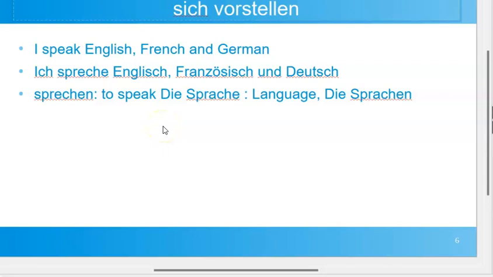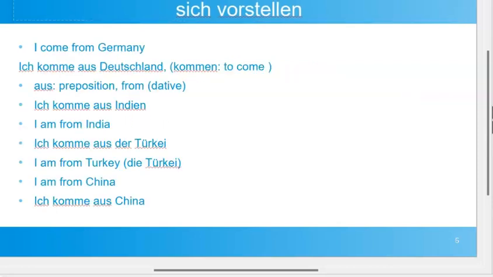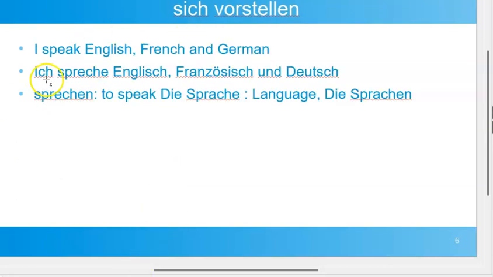Next we come to the languages. So if I have this sentence, I speak English, French and German, you'll see the German equivalent is Ich spreche Englisch, Französisch und Deutsch. So we have the verb here, sprechen. Now if you see here, intuitively, the verb is coming at the second position. In the previous slide, the verb was also in the second position. Ich komme aus Indien, Ich komme aus der Türkei. Similarly, the verb here is again in the second position. So in a German simple sentence structure, we will say that the verb is in the second position.